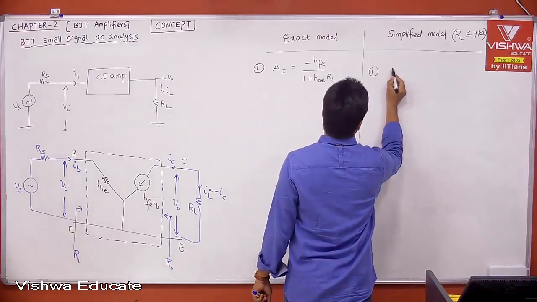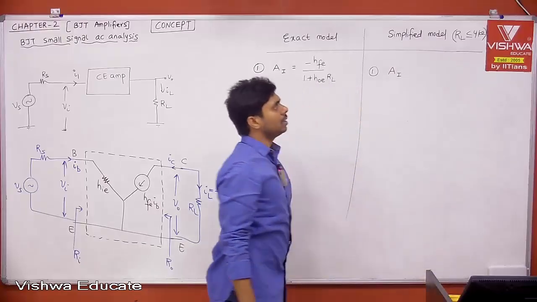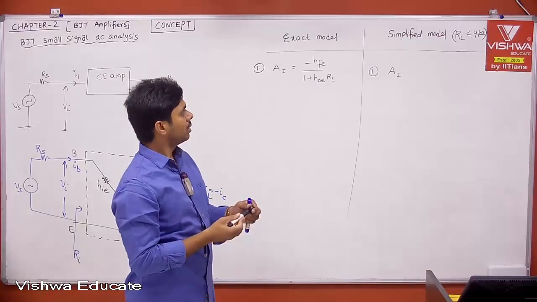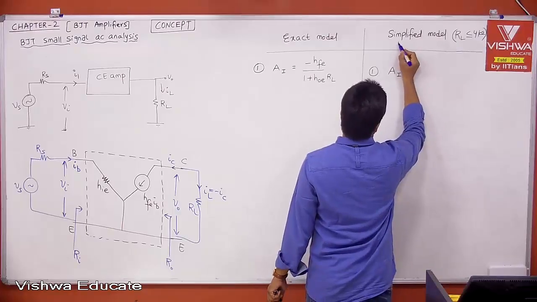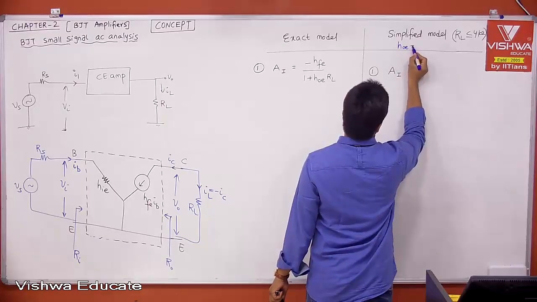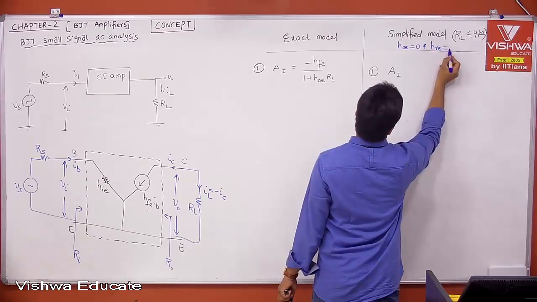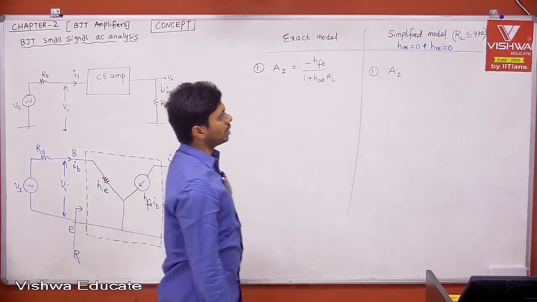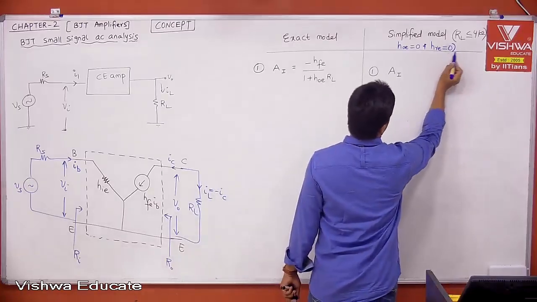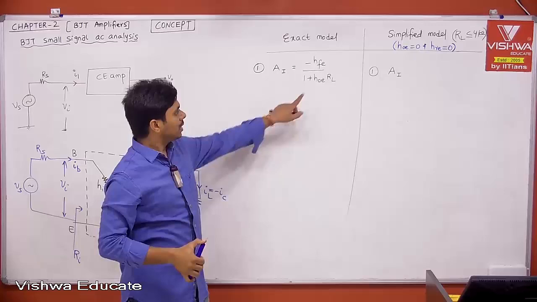Similarly, simplified model. What is current gain? I told, right? When I say simplified model, RL less than or equal to 4K, then what you do from here to here, we will neglect what? We will take HOE 0 and HRE also 0. This is what we are going to consider. If RL is less than or equal to this, now this is what we are going to apply. Therefore, it is simple or straightforward.